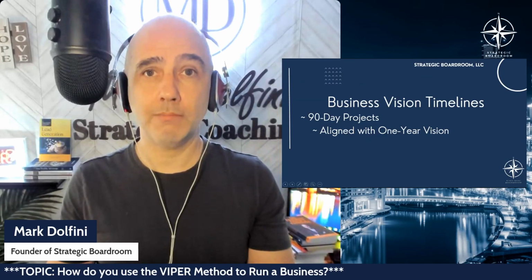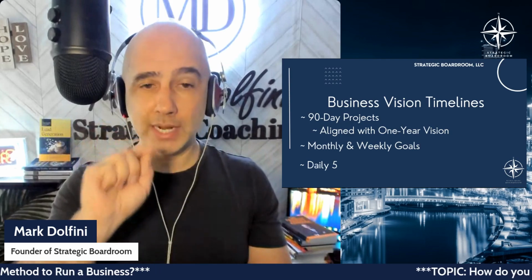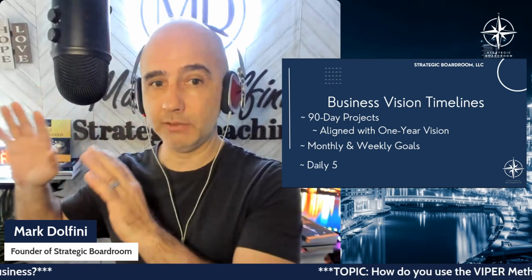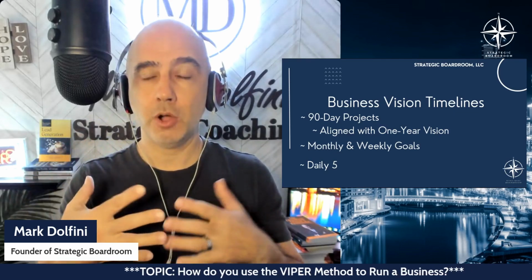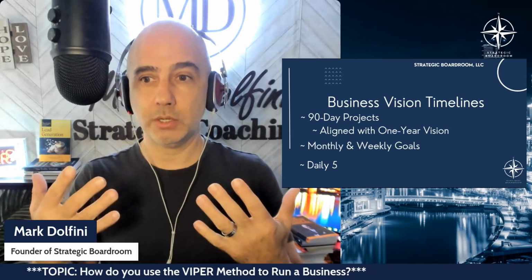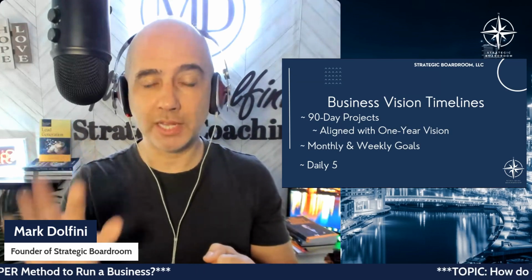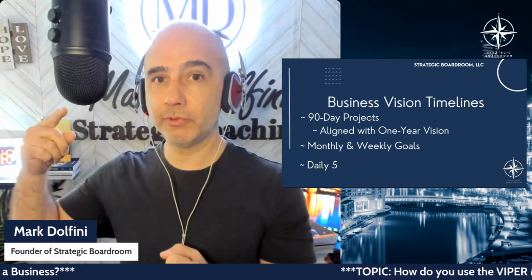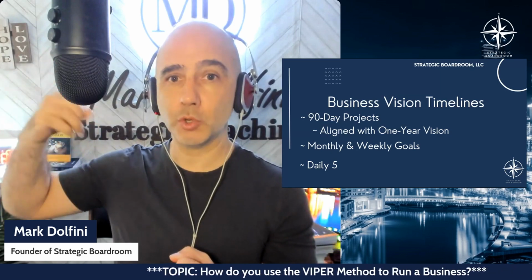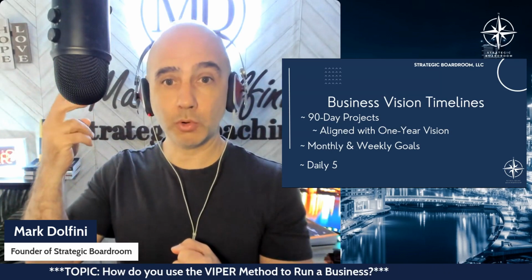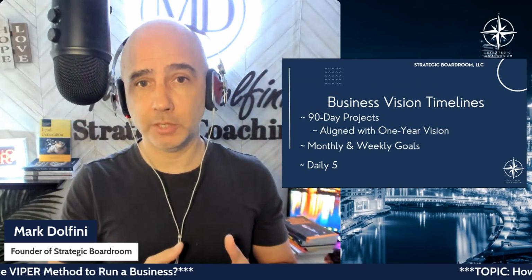You're going to have your monthly goals and your weekly goals, and you're going to have your daily 5. Now, the daily 5 are really important. We're going to cover the daily 5 again when we talk about execution, but your daily 5 are really the 5 needle movers, the 5 most important things that you could do to move the needle towards your business vision, right? Towards your weekly goals, towards your monthly goals, towards your 90-day projects, your 1-year business vision, and your 36-month business vision.